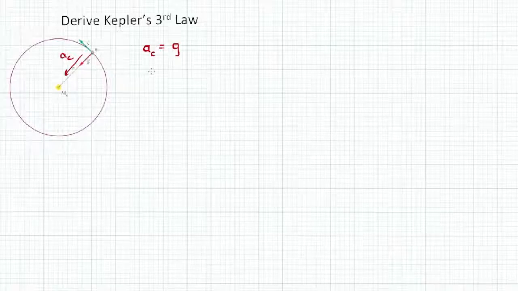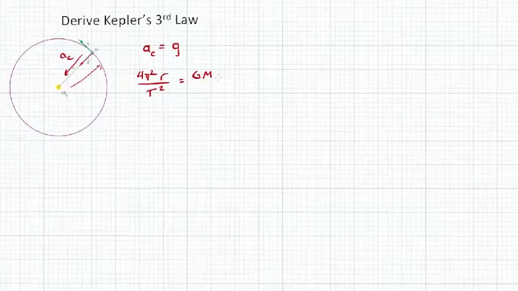So let's write down what we know about centripetal acceleration. Well, we know centripetal acceleration from the last chapter is 4 pi squared times the radius divided by the period, or time in seconds, squared. And we know from this chapter that the gravity, now I'm not talking the surface gravity of the sun, I'm talking the gravity that the body is experiencing this distance out from the sun, is going to be capital G times the mass of the sun divided by radius squared.